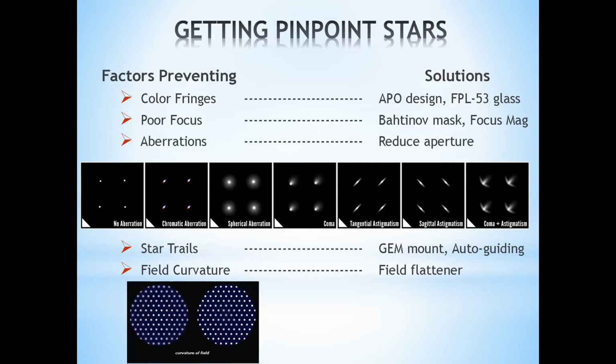Poor focus. These aberrations, all of which are resident in lenses, but reducing the aperture allows you to minimize them. Star trails, we've talked about getting a good mount and aligning it properly. And field curvature. This is not an issue with camera lenses. It's mostly an issue with telescopes. And the curvature of the field is such that if you try to focus in the middle, the periphery will be out of focus. Or if you try to focus in the periphery, the center will be out of focus. And you need a field flattener in the optical train to be able to eliminate that.